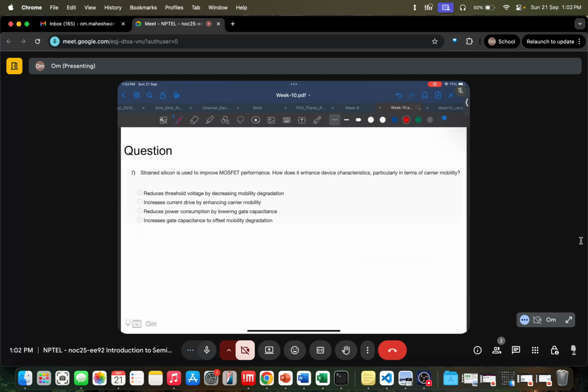The question is, strained silicon is used to improve MOSFET performance. How does it enhance device characteristics, particularly in terms of carrier mobility?